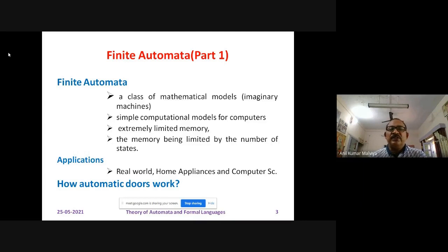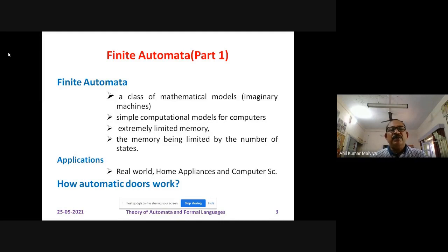The theory of finite automata plays a vital role in designing a compiler, especially two phases. One is the lexical analysis phase and next is the parsing phase.